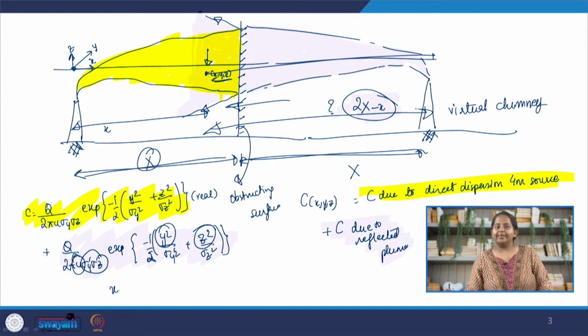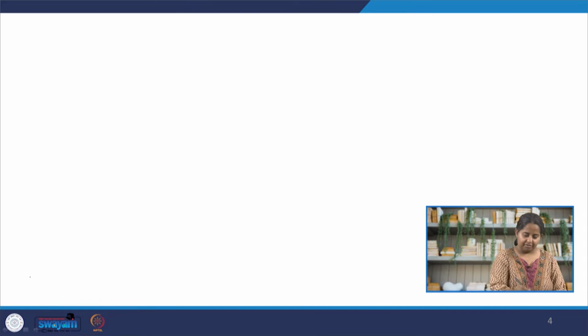All right, let's look at another scenario. Now in this scenario, we still have the chimney.